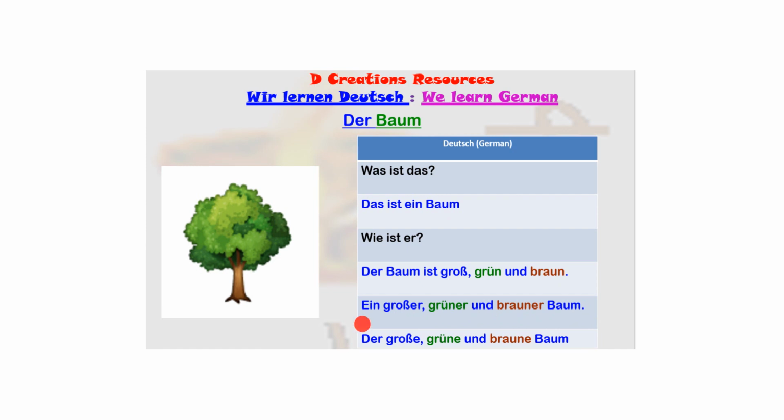Now if a definite article is to be used, the ending is going to change. It's no more er. It's e. Okay. So der große, grüne und braune Baum. Ein großer, grüner und brauner Baum. Der große, grüne und braune Baum. Okay, das ist alles.